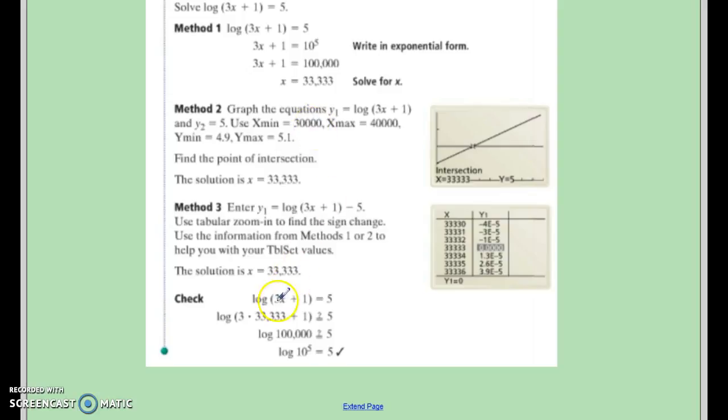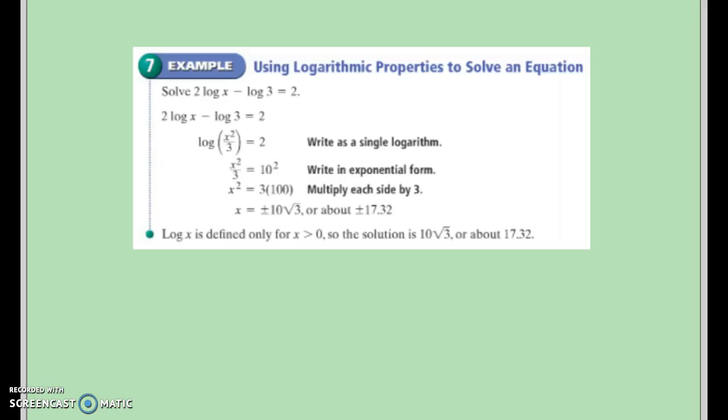So no matter which way I do it, I can always go back and check. I can put that value that I get for x back in and double check, and I get the same thing. So I know I'm right on track.